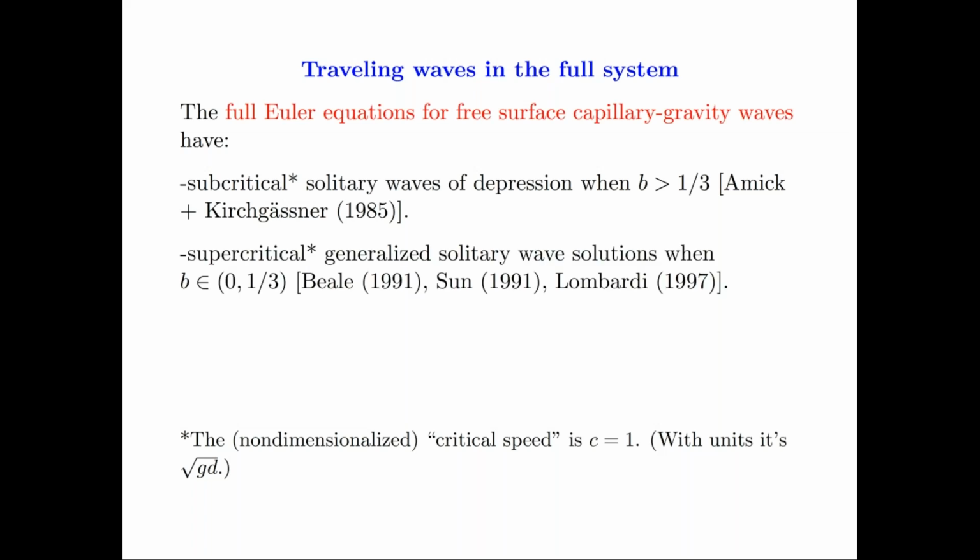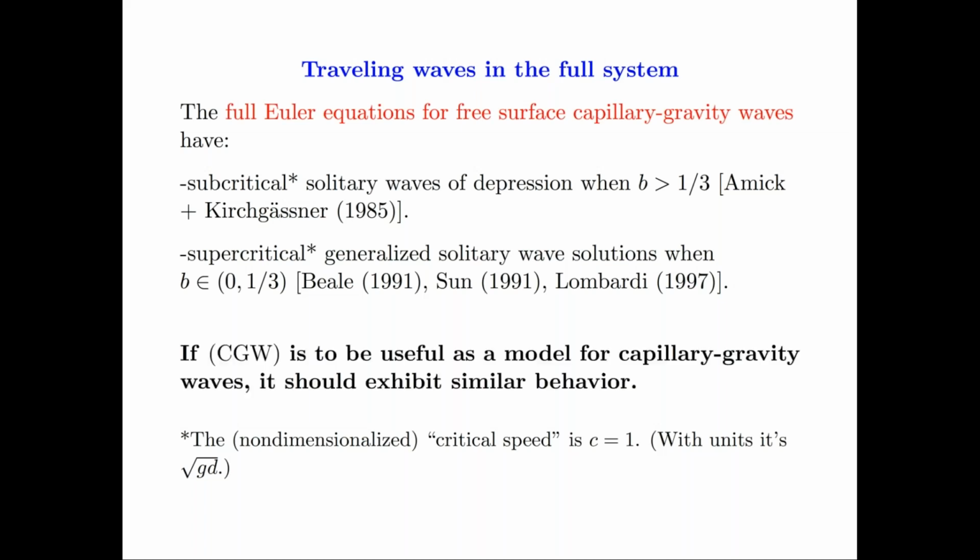If you have just sort of a medium amount of surface tension, so anywhere where your Bond number is in between 0 and a third, there was a bunch of work in the 90s originally by Beale and Sun, and then later with important contributions by Eric Lombardi, that showed that there are what are called supercritical. Supercritical just means faster than that critical speed. Generalized solitary wave solutions. And I'll show you a picture of what that means in a minute, but you'll notice that the word generalized is important there. I'll show you a picture of a generalized solitary wave on the next slide.